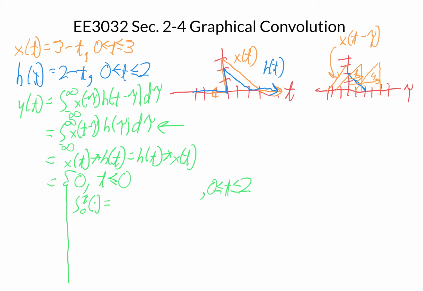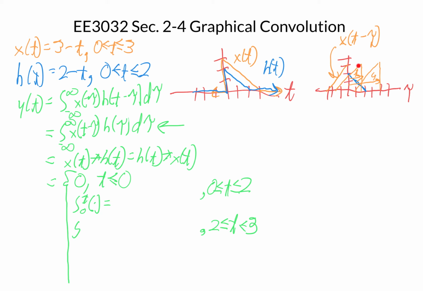But let's look at the other two regions. The next region is going to be when t goes from 2 up until 3. So when t is going from 2 to 3, I have now this edge here will be at 2 to 3, so it's going to be beyond the right edge of the blue function, but the left edge will not be pulled into positive tau yet.